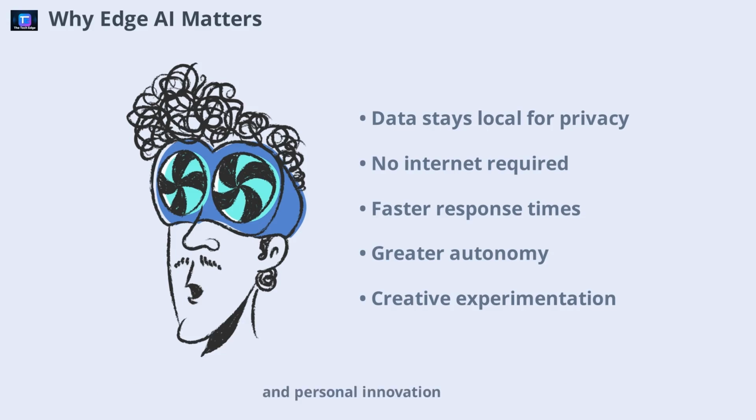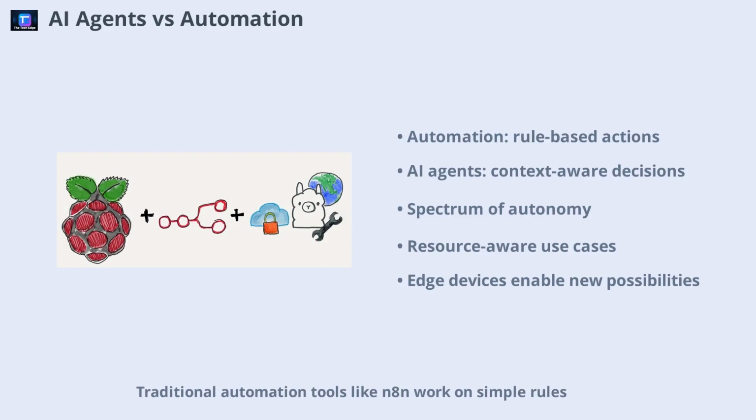privacy, and personal innovation. Traditional automation tools like N8N work on simple rules. If this happens, then do that. But AI agents, especially those powered by LLMs, reason through language and context. They don't just follow triggers, they make decisions. Imagine a system that decides whether a summary is needed based on what's changed, rather than just sending one every night. The more autonomy you want, the more computing power you need. On edge devices like the Raspberry Pi, resources are limited, so you must choose your use cases wisely. Still, even with these constraints, the power of local AI agents is impressive.